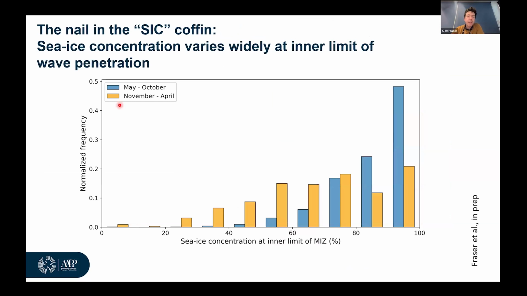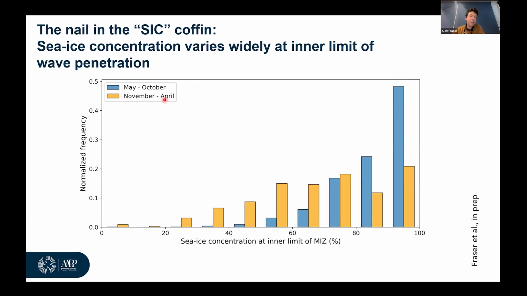Just a couple more slides here. So what I'm showing here is PDFs basically of the sea ice concentration at the inner limit of the marginal ice zone. So under the traditional sea ice concentration definition, we would expect that waves would penetrate up to around 80%. So there should be a peak here, and we're not seeing that. So during the advance season, we get 100% concentration at the inner limit of marginal ice zone. So what this is saying is that the inner limit of the marginal ice zone is almost always deeper than what the concentration definition would tell us.